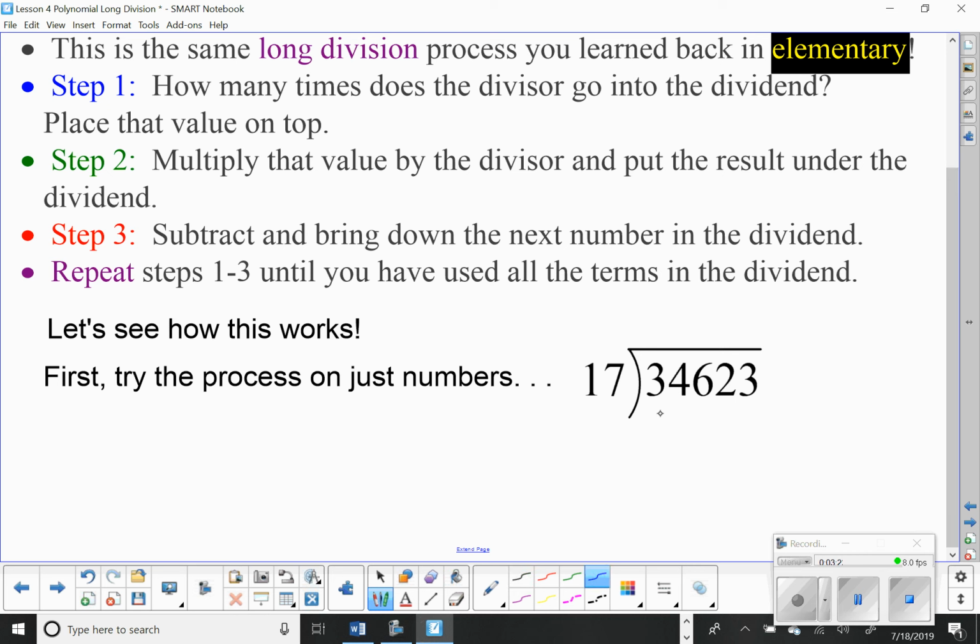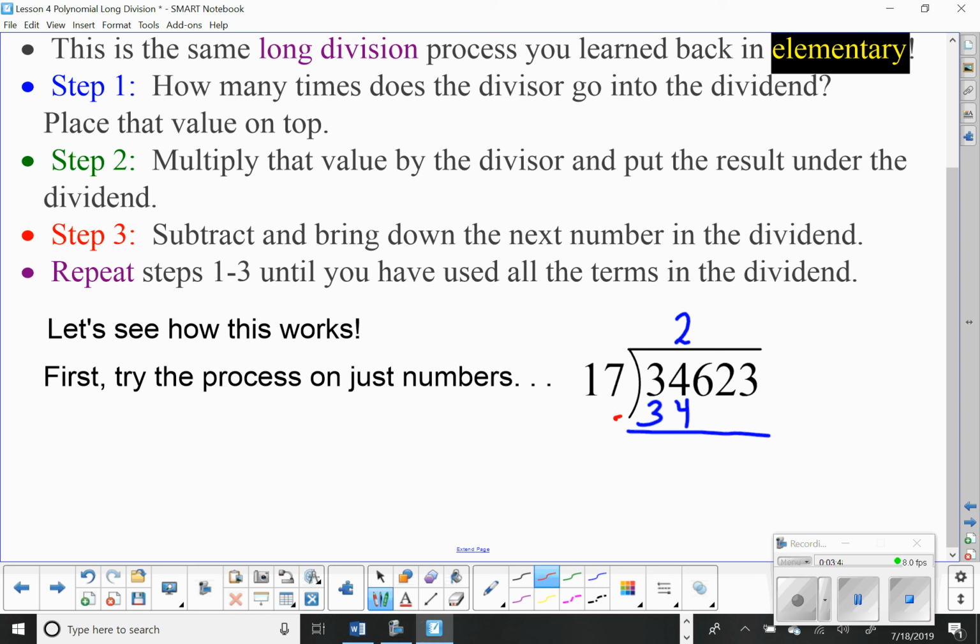17 won't go into just the 3, so I've got to do 17 into 34. That's not really 34, it's 34,000. But I'm just going to, for simplification, block out the hundreds, tens, and ones spot. So 34 divided by 17, that will go in 2 times. In this case, it's really in the thousands place, but 2 times 17 is 34.